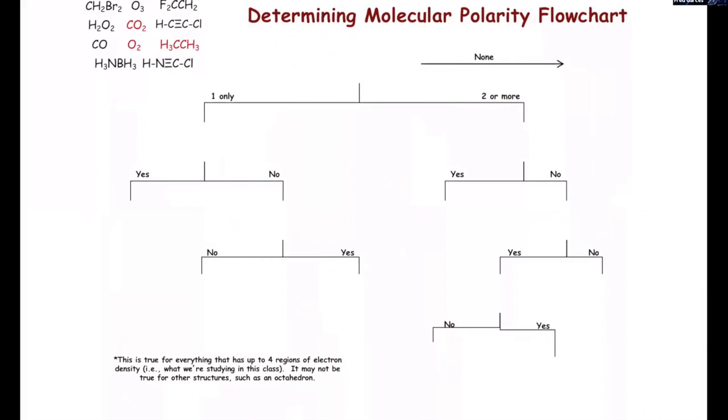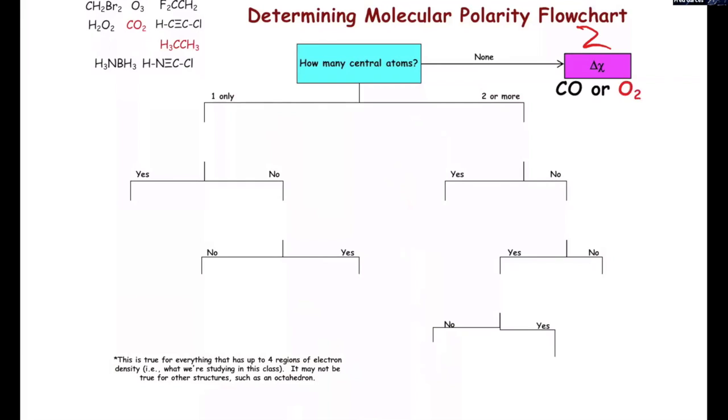So let's go through this flowchart, and it'll make more sense in terms of the organization and what we just talked about. How many central atoms? If there are only two, then we're just looking at the difference in electronegativity, and that'll determine whether the chemical is polar or nonpolar. These are the examples: carbon monoxide and oxygen. Oxygen is a nonpolar chemical because the atoms have equal attraction for the bonded electrons. Carbon monoxide is not nonpolar; it's polar covalent.